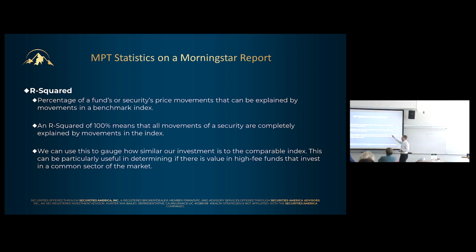And obviously it's expressed as a percentage. So if you're at 100%, it means that all the movements in what you're looking at can be explained by what's happening in the index. If it's 0, it means literally nothing that's happening in the index can explain anything at all in my investment. So something that might be really close to 0 would be if I were to compare the stock market versus something unrelated, like a currency.